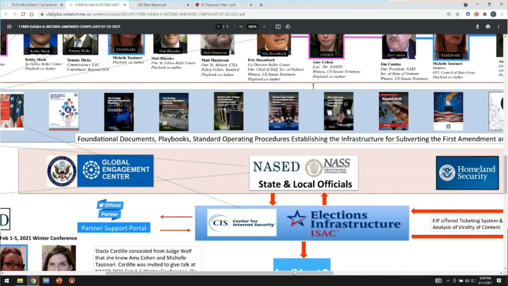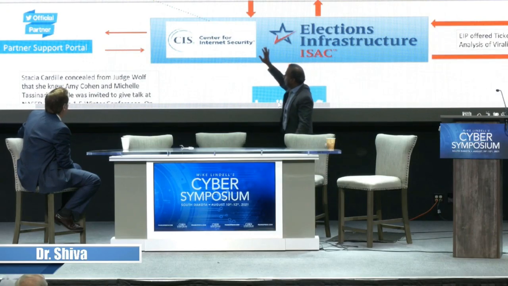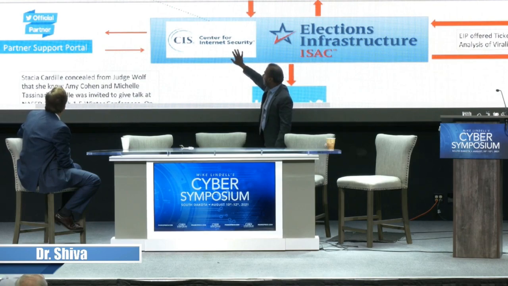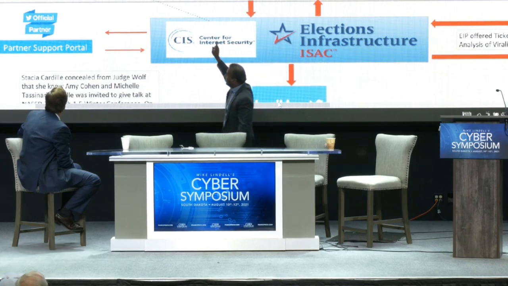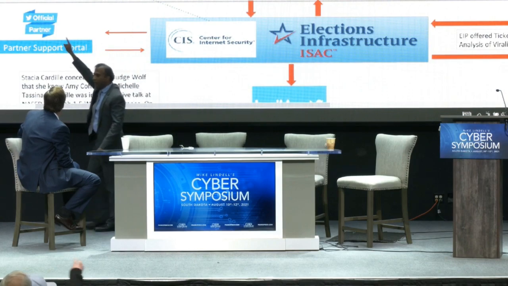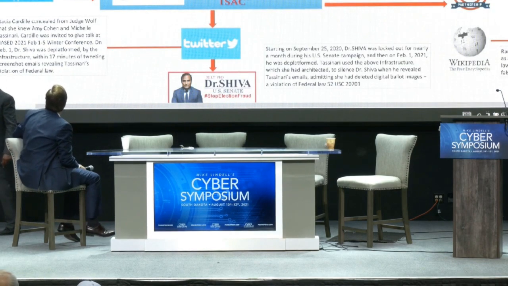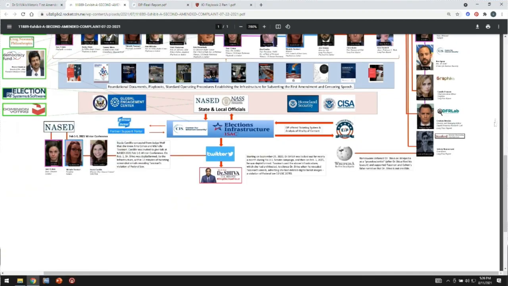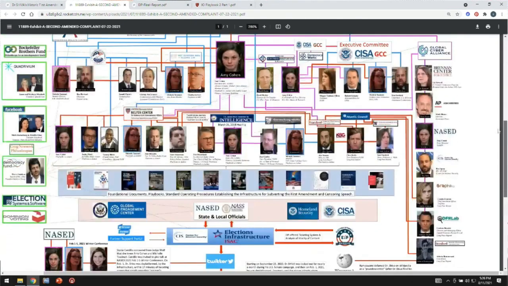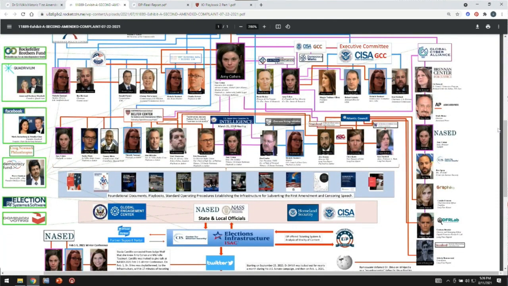Those documents created this infrastructure. The infrastructure is called ISAC, Election Infrastructure, held by a nonprofit called the Center for Internet Security. Doug, go up to the left. Funded by Pierre Omidyar, who's a billionaire, okay? Left guy, but also supported by the Murdochs, okay? Fox News. Left and right.